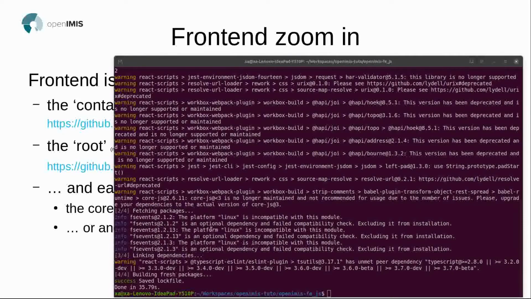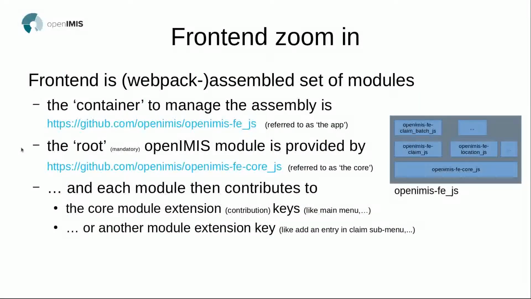At this stage, we have an empty container, and we need to install openIMIS modules. The list of modules depends on your installation, but there is one module which is required. It's the core module. That's the bootstrapping point of the application. As bootstrap module, the core module will provide the main menu, to which all other modules can contribute. Modules can also contribute to each other.